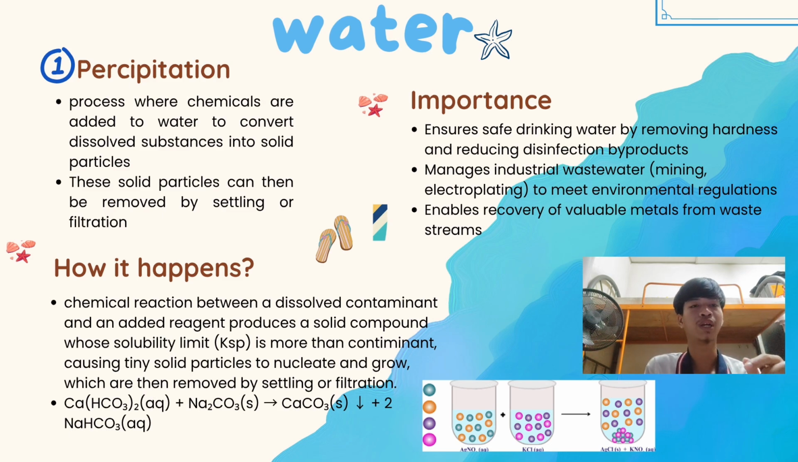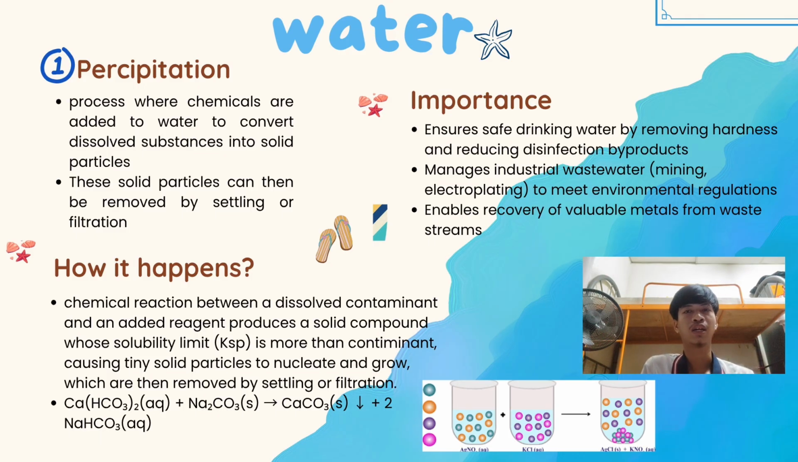The precipitation process happens when a chemical reaction between a dissolved contaminant and an added reagent produces a solid compound whose solubility limit is lower than the contaminant, causing tiny solid particles to nucleate and grow, which are then removed by settling or filtration.